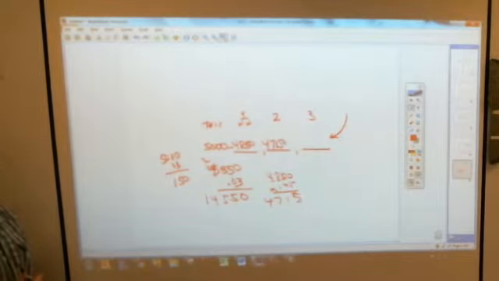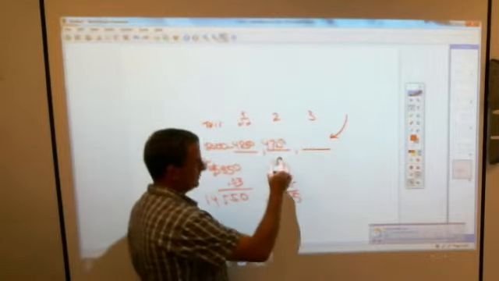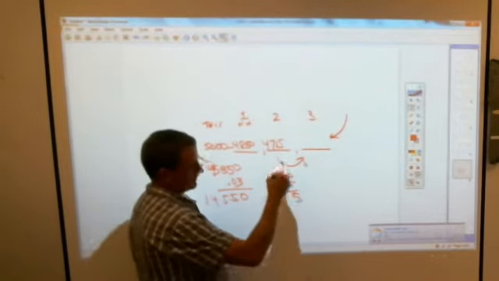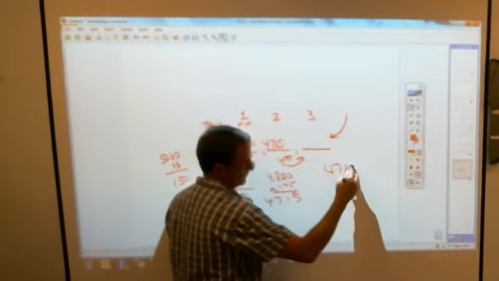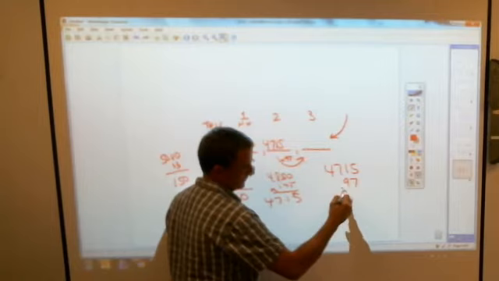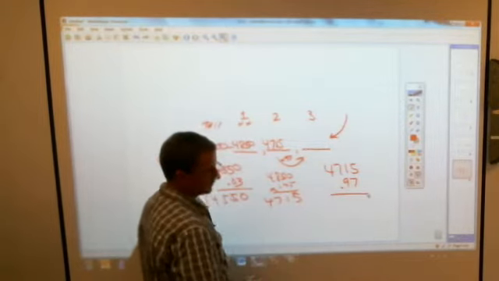Is there a faster way to do that than multiplying by 3% and subtracting? Anybody? If it's a decline of 3%, what percent stays? 97%. So it's the same thing. Declining by 3% is the same thing as staying by 97%. So you could take 4,715 and multiply it by 0.97. Whatever you get is the answer that goes there.